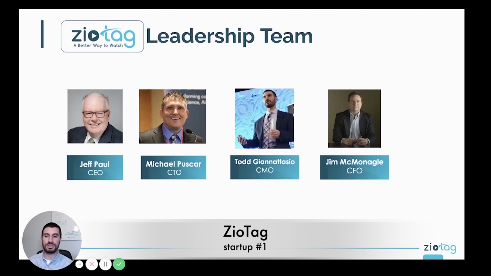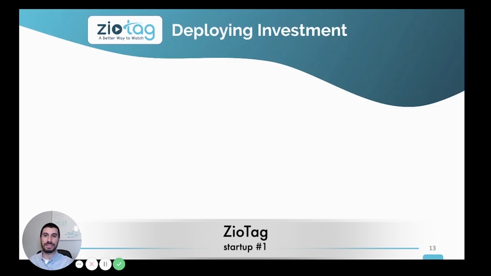Our leadership team is our CEO, Jeff Paul, who's a seasoned expert in enterprise sales and partnerships, Michael Pushkar, who's our CTO and world-leading expert in artificial intelligence, myself as a CMO, who's been working in content marketing, video marketing, and helping small businesses and startups for over a decade, and Jim McMonagle, our CFO, who makes sure everything's compliant and the money's all getting put in the right place.